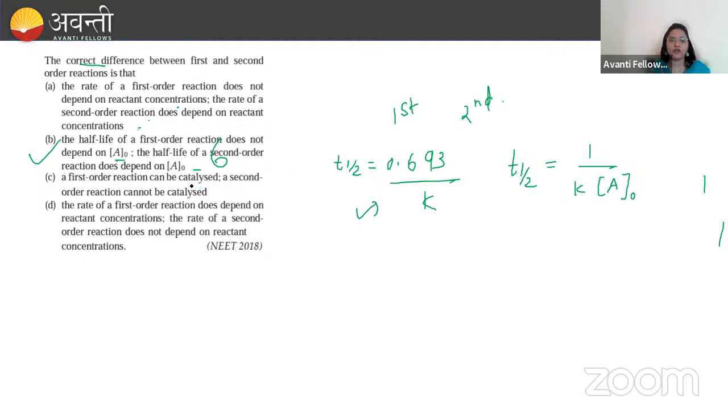Third statement: first order reaction can be catalyzed, a second order reaction cannot be catalyzed. This is not true. You can catalyze any kind of reaction. The rate of first order reaction does depend upon the reactant concentration, the rate of second order reaction does not. That is also not correct. It depends upon the square of the concentration. Option B is correct.